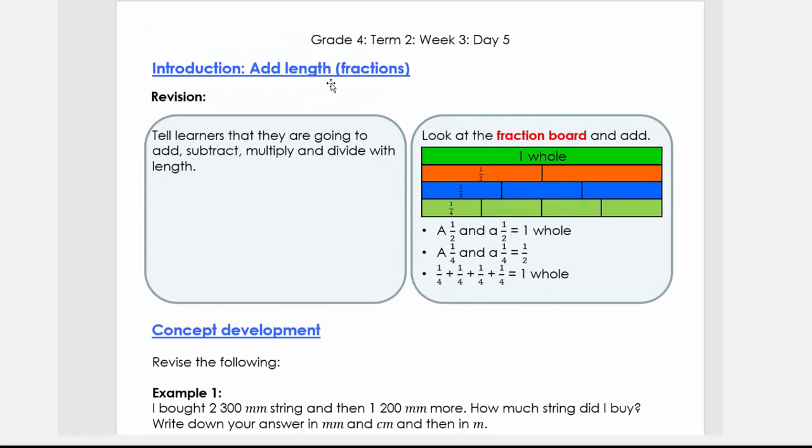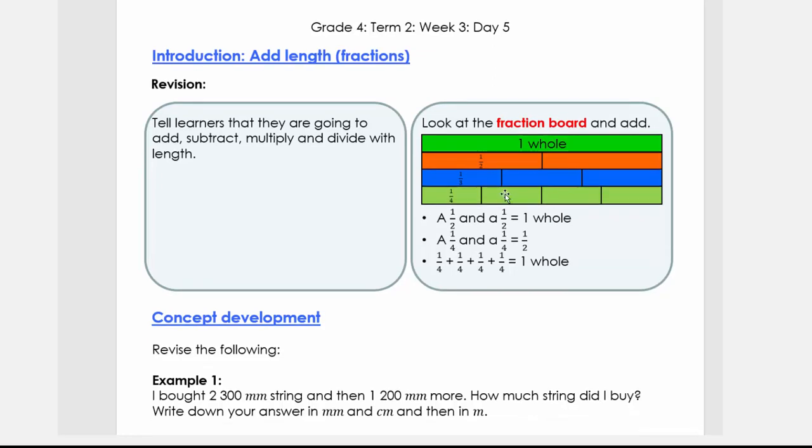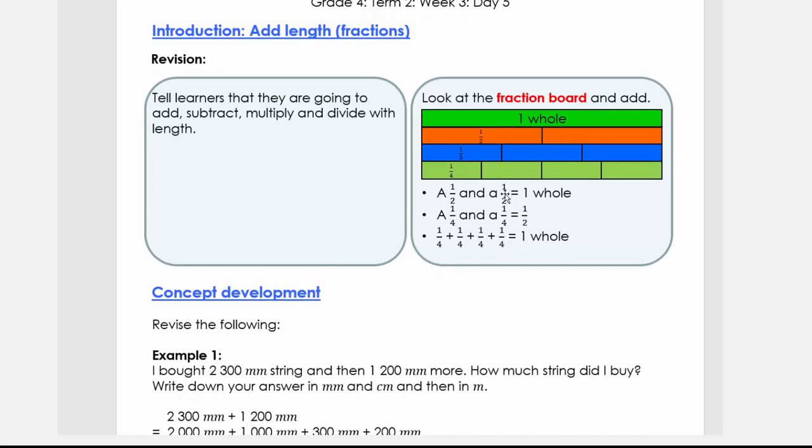So let's go to today's lesson. We're going to add length and fractions. You can use your fraction wall chart to revise it. We're going to do the activities through word problems, so the focus here is on problem solving. Looking at the fraction board: this is a whole, so what is a half, and what is a quarter? Two halves will make a whole, and 4 quarters will make a whole. You can pause here and ask a few questions around this.